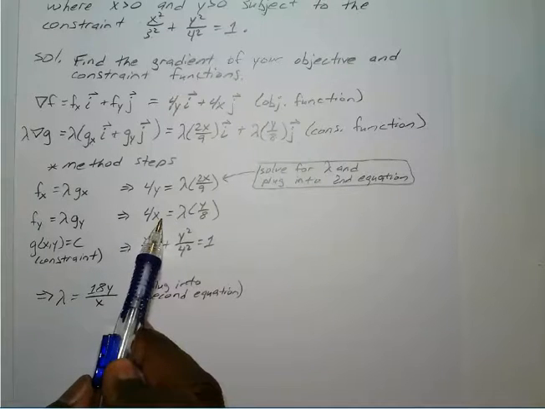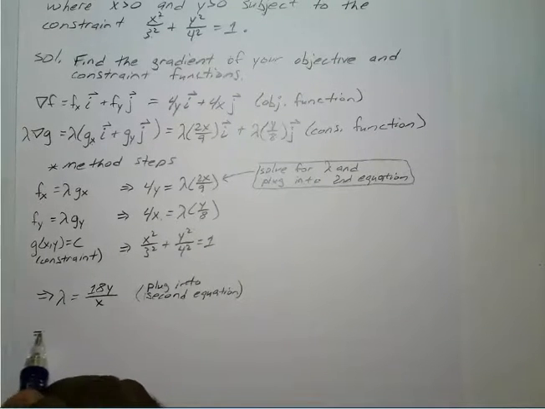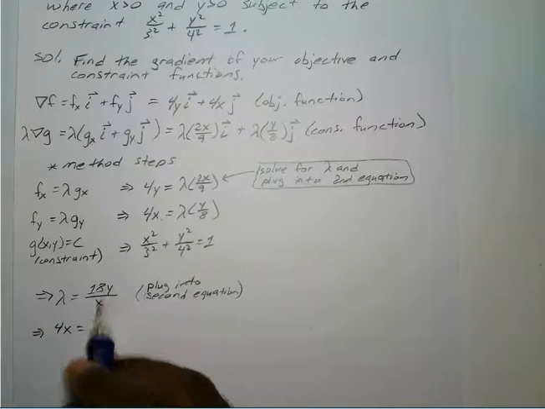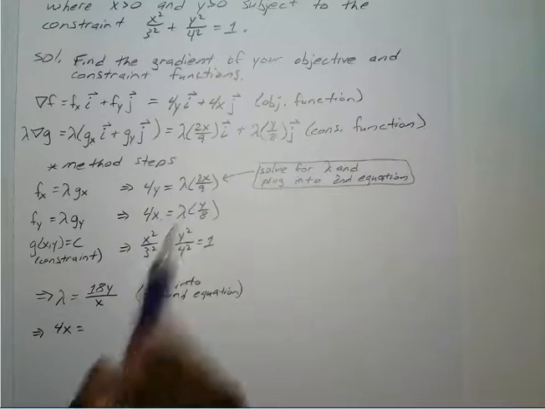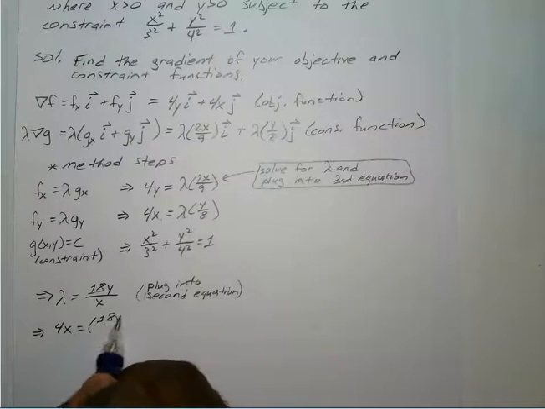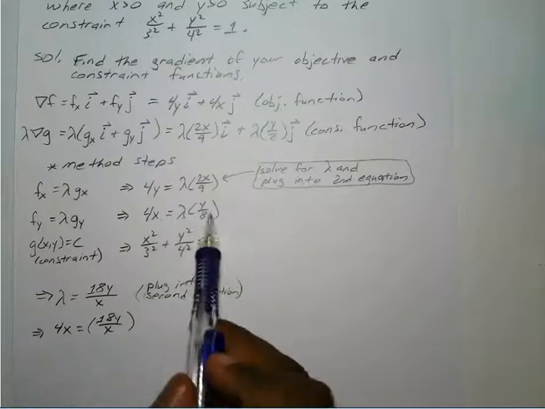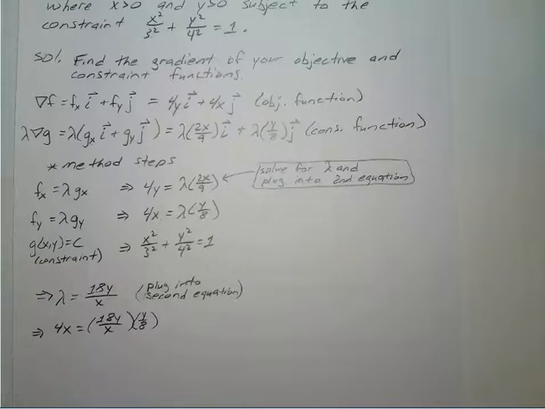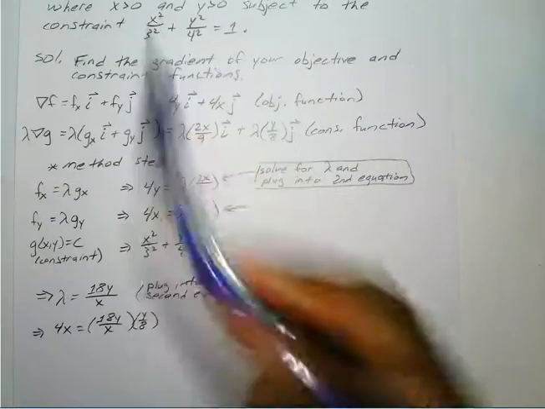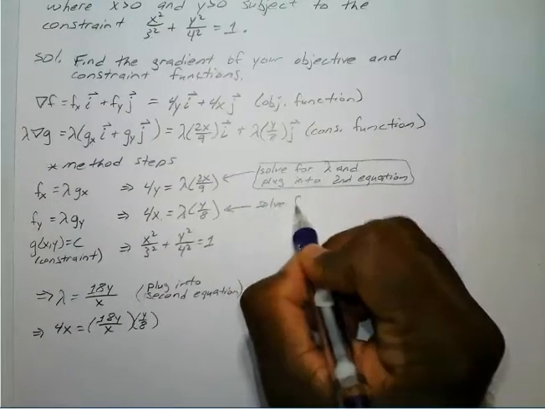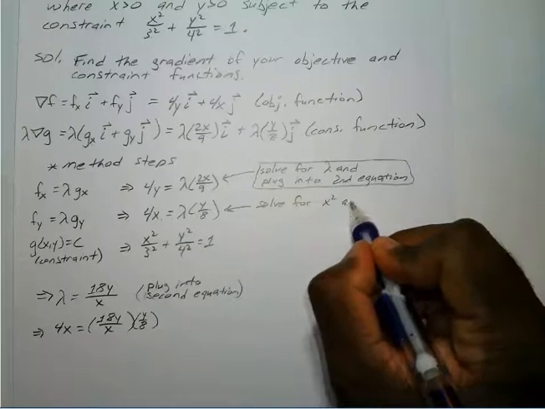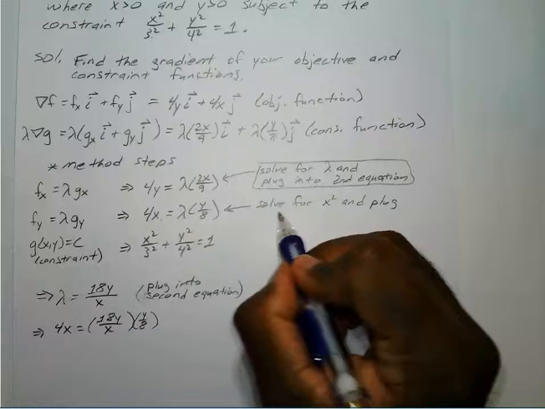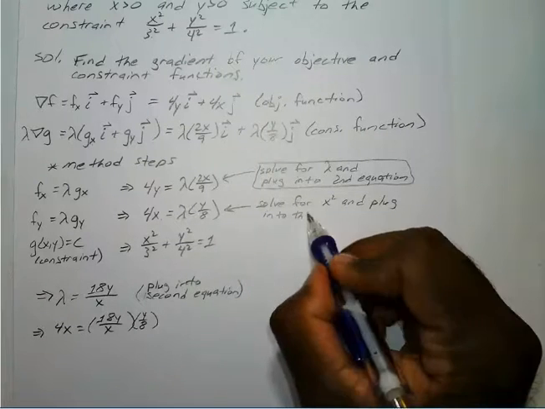So since we have our second equation here, replace lambda with that. That gives us 4x equals 18y over x for our lambda, times y over 8. Now once we plug that in, the next step would be to solve for x squared and plug into the third equation.